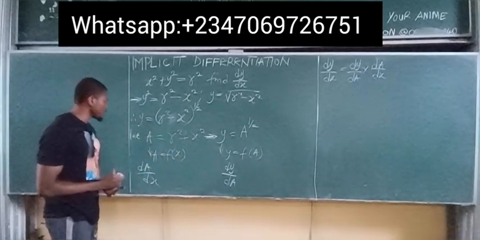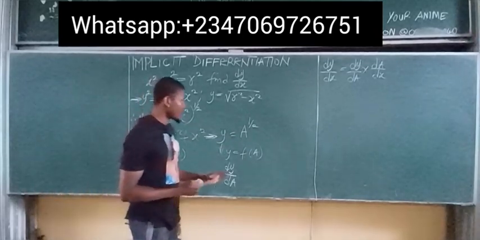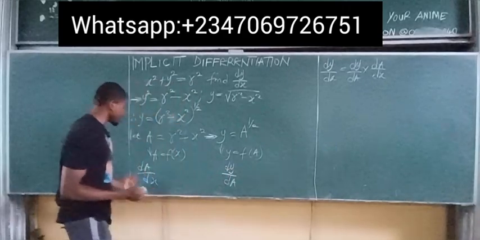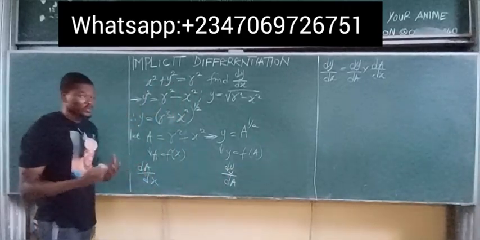So let's try it and see. What I need to do now is find dy/da and find da/dx. Multiply them together, it gives me dy/dx.